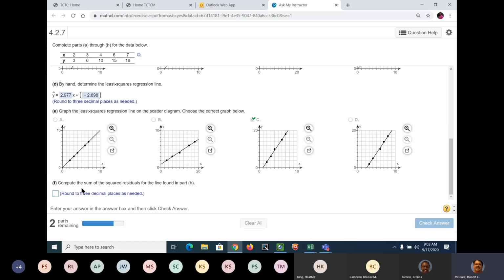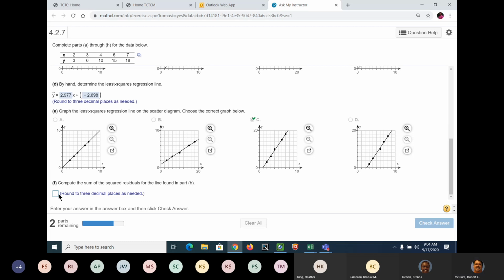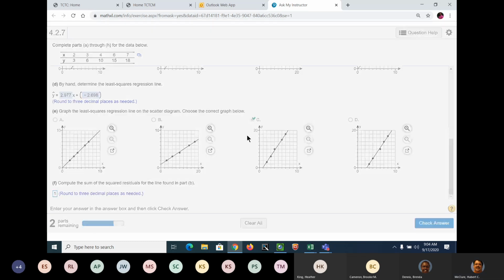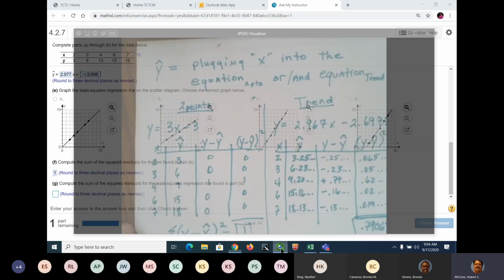Okay, now they say compute the sum of the squared residuals, or sum of regression. Sum of the squared residuals found in part B. Well, part B was the 2 points. So that would be 1. Compute the sum of the regressions for the trend line. Round to 3 decimal places. So let's go to 0.791.